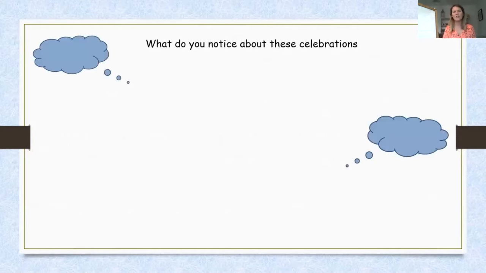Now, what do you notice about the celebrations that we've already looked at? What do they have in common? Some of you might be saying to me that some involve lights in some sort of way. And you're right, the Christian celebration of Christmas, they were lighting the Advent candles, and they had the Christingle with the candle there. And in the Diwali celebrations, they were lighting the Diva lamps. So light was being celebrated in a lot of those religious festivals.